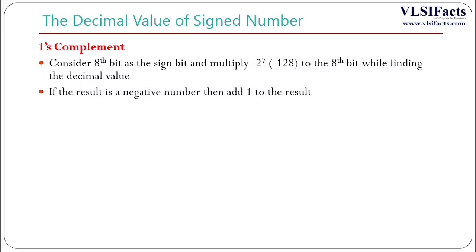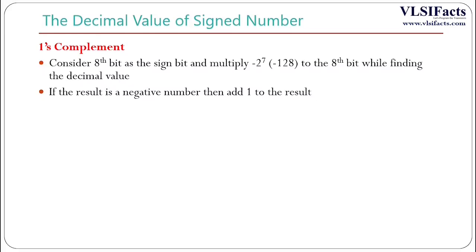Now for this we will consider the 8th bit as the sign bit and multiply minus 2 to the power 7, which is equal to minus 128, to the 8th bit while finding the decimal value. And why have we considered the 8th bit as the sign bit? Because the number which we have considered is an 8-bit number. If you had taken a 16-bit number, then the 16th bit would have been the sign bit, and you would have to multiply minus 2 to the power 15 to the 16th bit while finding the decimal value. But in this case we are considering the number to be 8-bit.